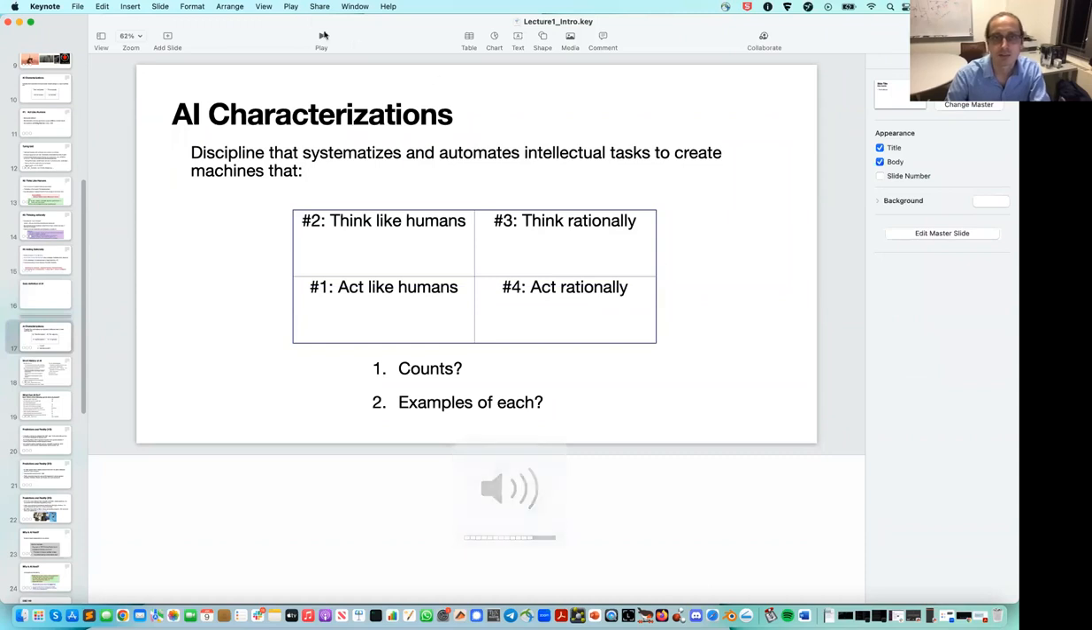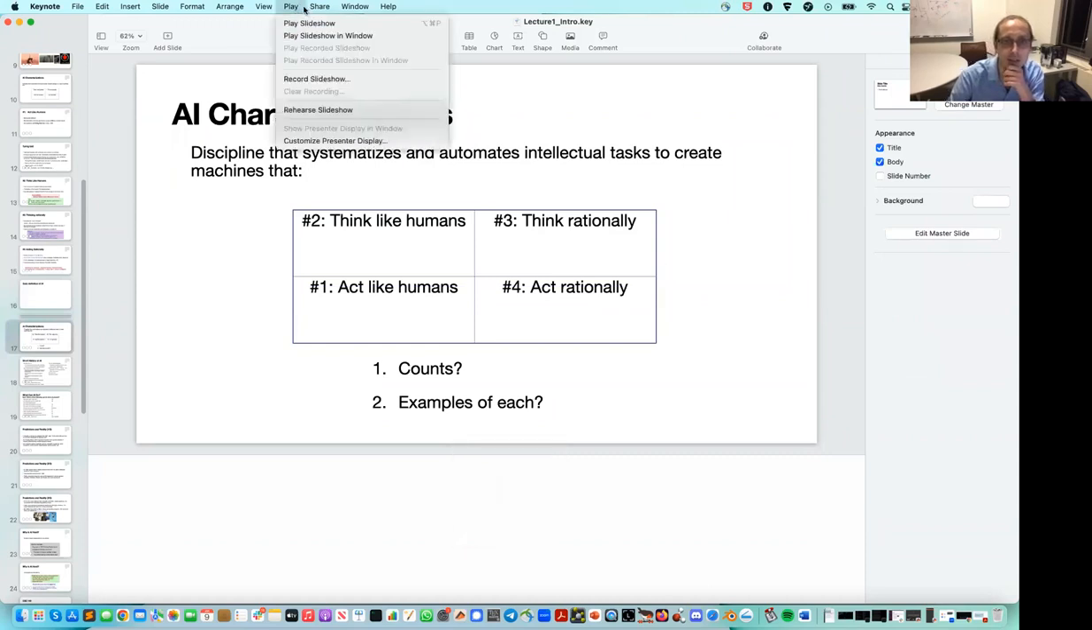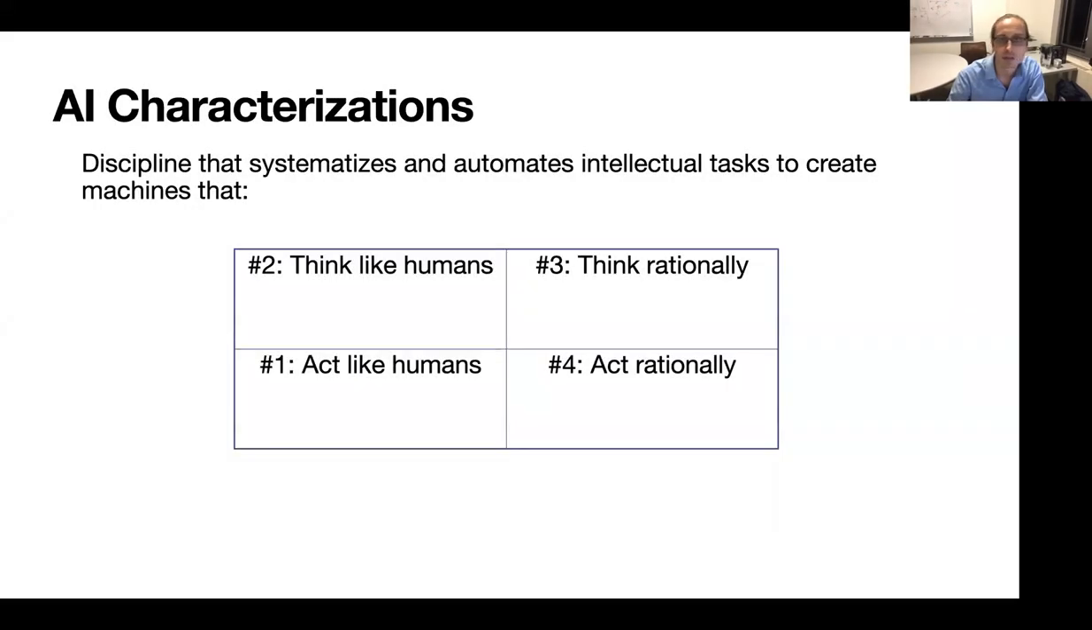Okay. I think we can continue. Can you all still see the screen? Yeah. Okay, great.